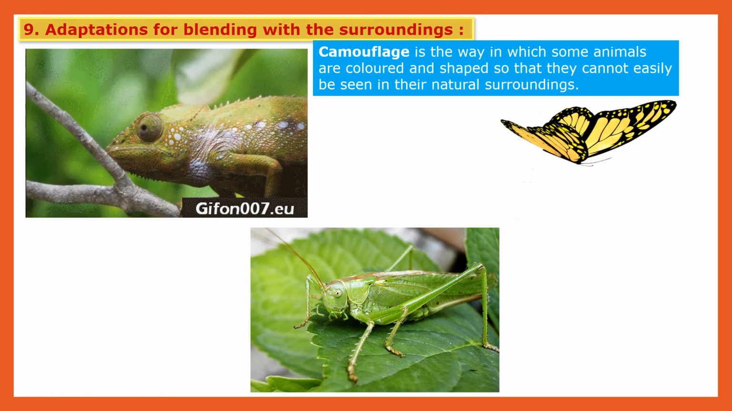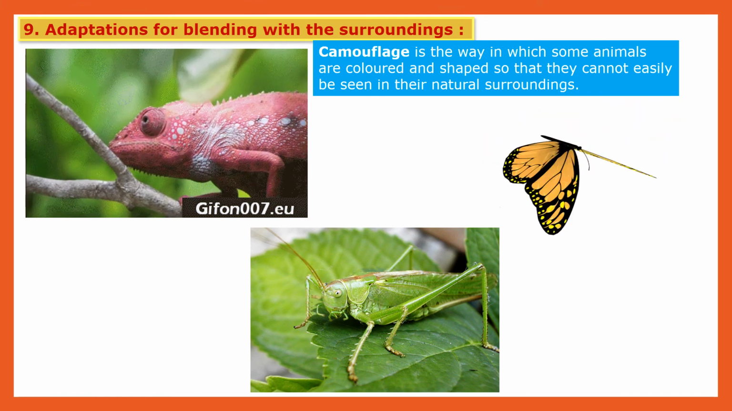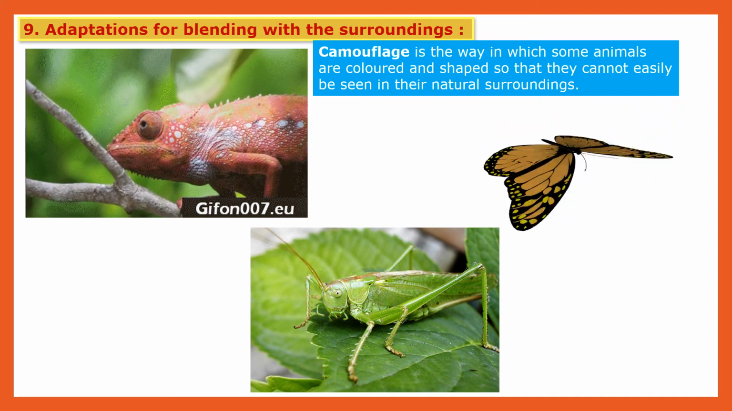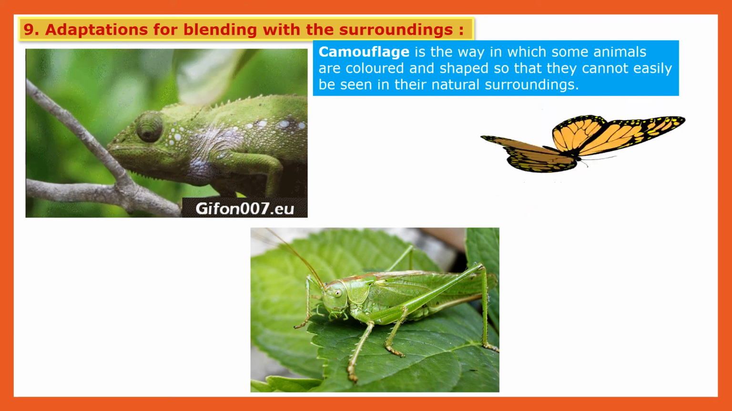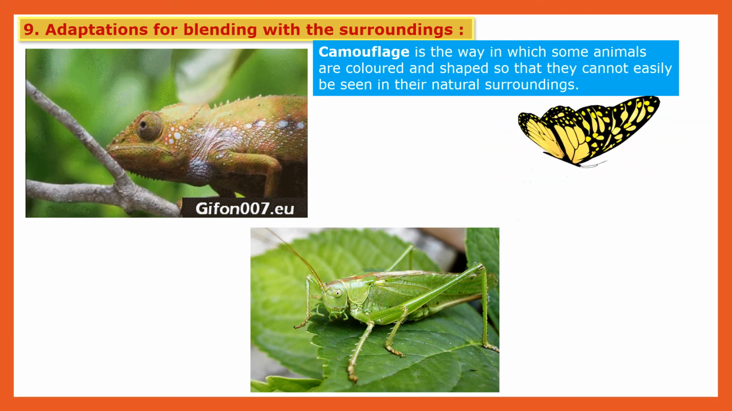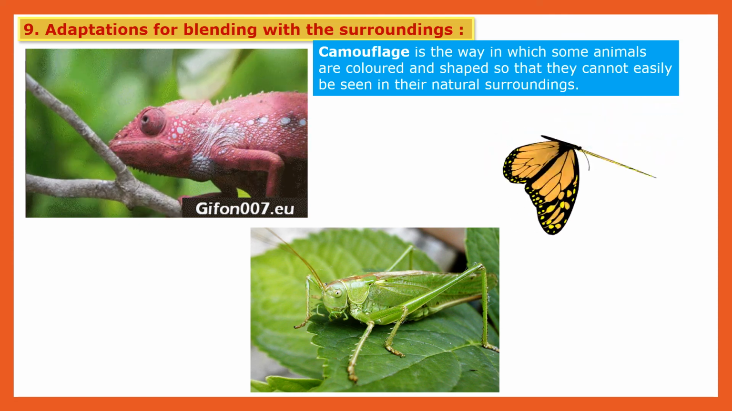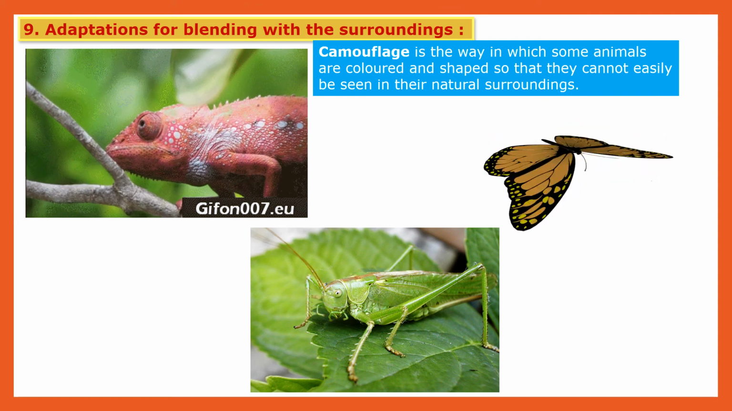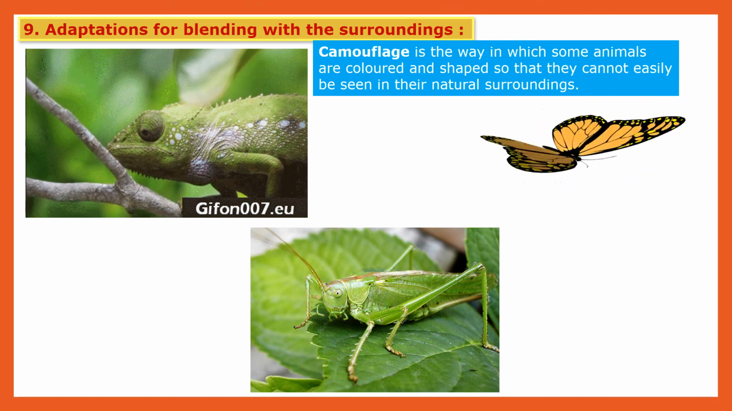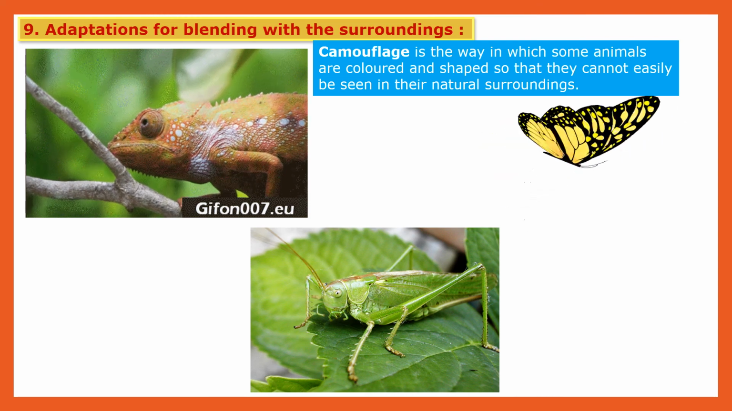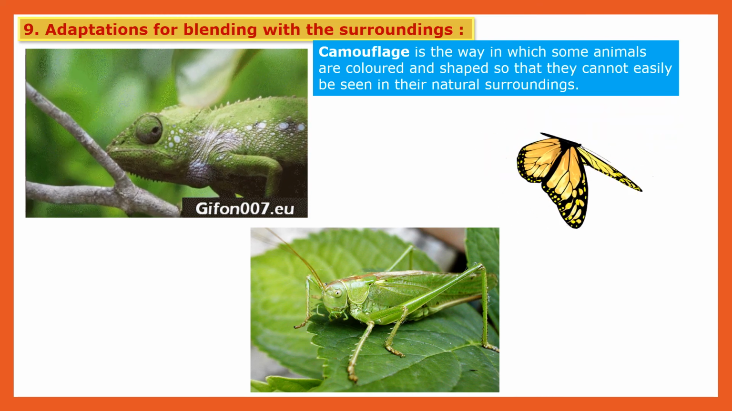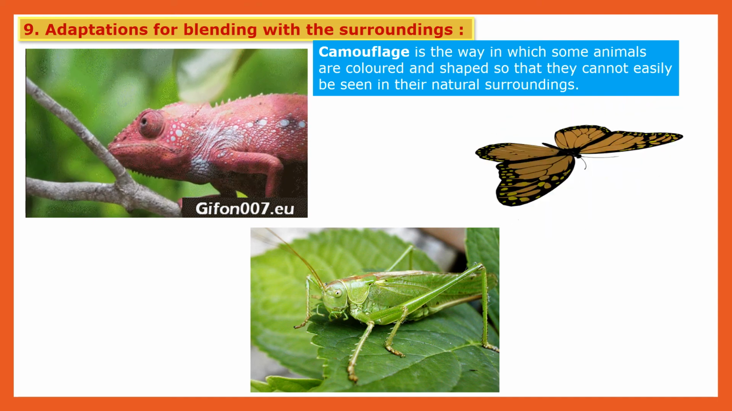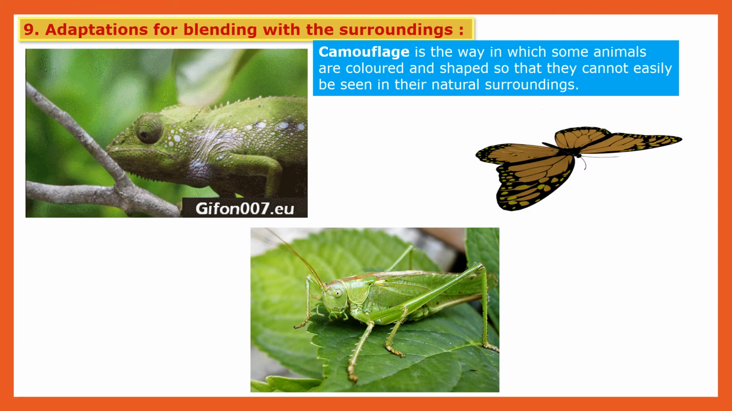Now the next adaptation is adaptations for blending with the surrounding. Blending in colors with those of their surrounding is also an adaptation, that is called camouflage. So camouflage is the way in which some animals are colored and shaped so that they cannot easily be seen in their natural surrounding. Means they change their shape as well as color, so that the color will match with the surrounding and no one can understand they are hiding themselves. So that is called camouflage.